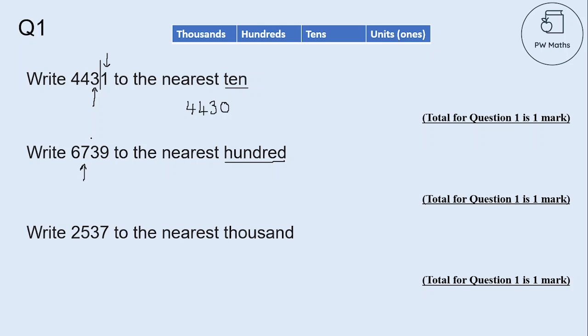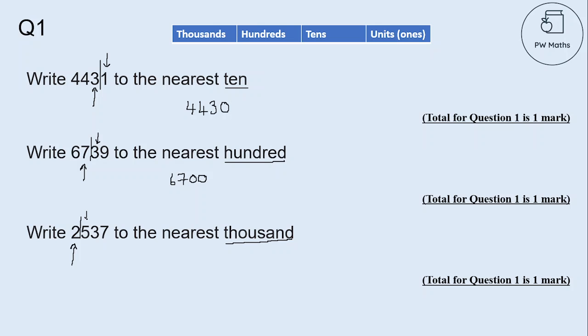The next one then to the nearest 100: units, tens, hundreds. We're going to be looking at this one here. Look to the number next door. If it's greater than 5, it's going to round up. Again, this one's not greater than 5, so it's not going to round up. Or we can be thinking closer to 700 or closer to 800, definitely closer to 700, so 6,700.